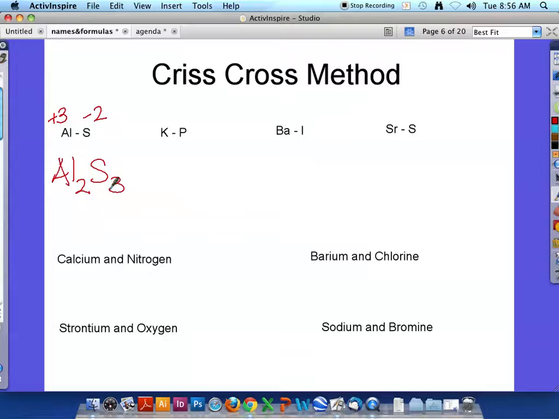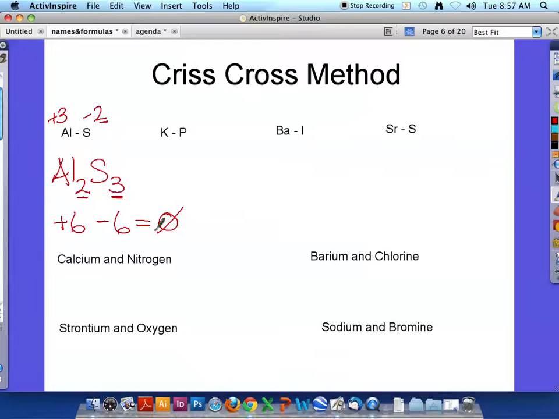because what we're saying is that we need 2 at a +3 to give you a +6, and 3 at a -2 to give you a -6. Those two numbers, the positive equals the negative, gives you that no net charge, which is what we need to focus on. Okay?